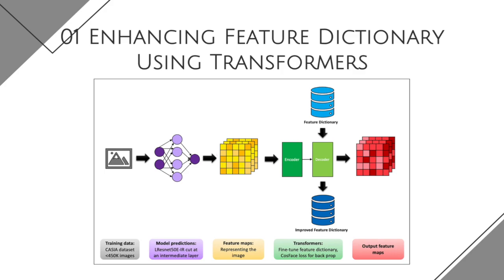As we can see here, the first half of the pipeline is pretty similar to the feature dictionary. However, once we reach the transformer, which is the encoder-decoder architecture, the dictionary is fed to the decoder of the transformer for enhancement. Due to the self-attention mechanism of transformers, the transformer is able to leverage the features extracted from the CNN as well as the dictionary to improve the output and provide us with an improved feature dictionary. The CrossFace loss is used for backpropagation. The CrossFace loss is a loss used for facial recognition, and we get output feature maps.